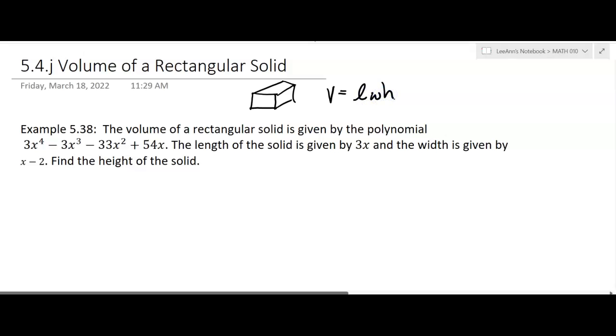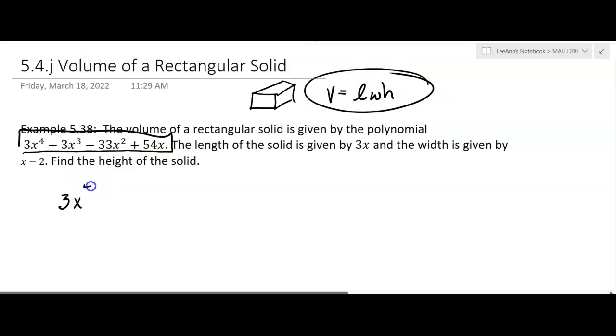Okay, so the volume of a rectangular solid is given by the polynomial there. Okay, so that's the volume. We could say our volume is going to equal something. So 3, I'm using this formula right here, 3x to the 4th minus 3x cubed minus 33x squared plus 54x.